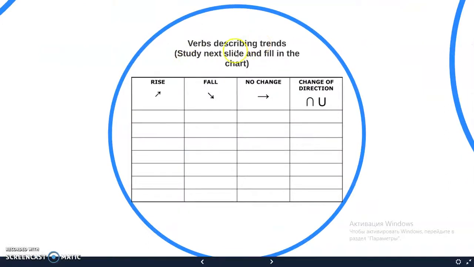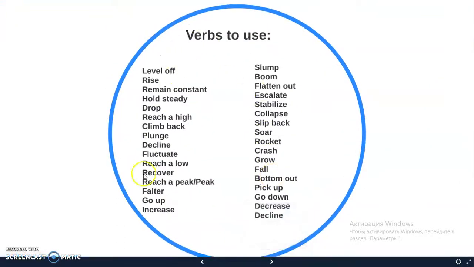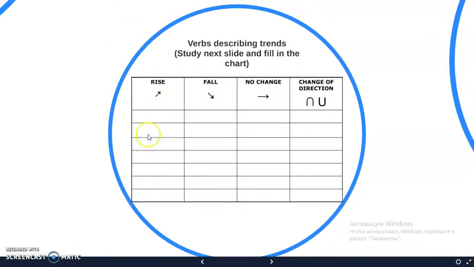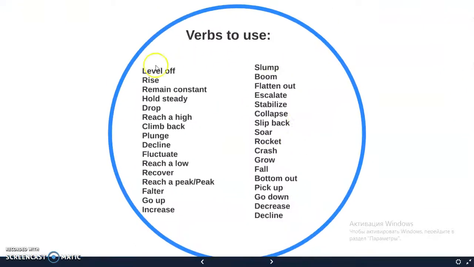Verbs describing trends. Study the next slide and fill in the chart. This is a home task for you. Now I will give you a list of verbs and you will have to put them into 4 categories: rising, falling, no change, and change of direction. So this is your home task. You will have to use these verbs and put them into these classes. Rise, fall, no change, change of direction. So these are the main verbs which we use while we are presenting our graph.